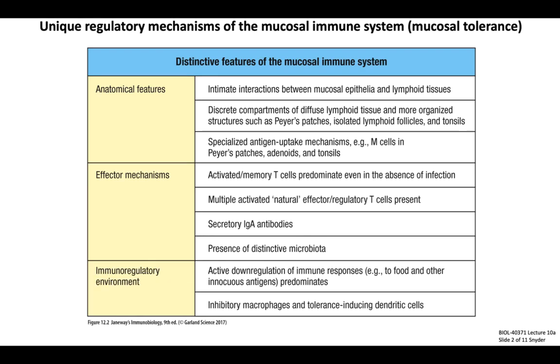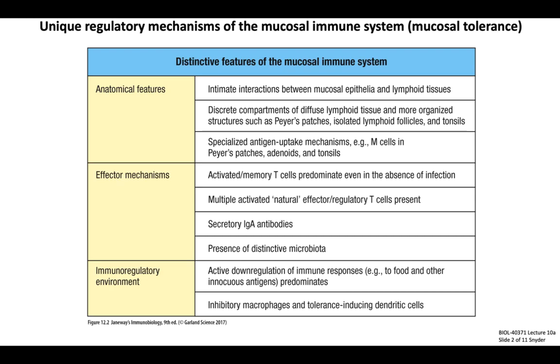Because mucosal surfaces are populated with commensals, there is a unique requirement for regulating inflammatory responses. This is done through a variety of immunosuppressive mechanisms, including the presence of inhibitory types of antigen-presenting cells, as well as Tregs. This makes sure that inflammatory responses are not activated in response to the microbiota or to innocuous or harmless protein antigens, such as those that are found in food that travels through the GI tract.